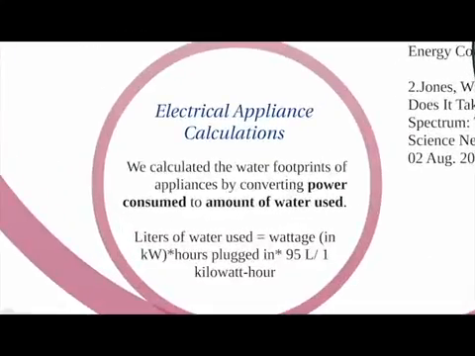First, we found the wattage of common appliances by consulting a table published by the U.S. Department of Energy. In our calculator, the user inputs the hours the appliance is used. The calculator then converts the wattage of that appliance to kilowatts, multiplies that number by the number of hours, then multiplies that number by 95 to obtain the liters of water used to supply electricity for that appliance.